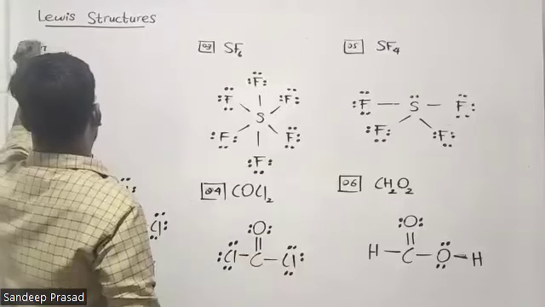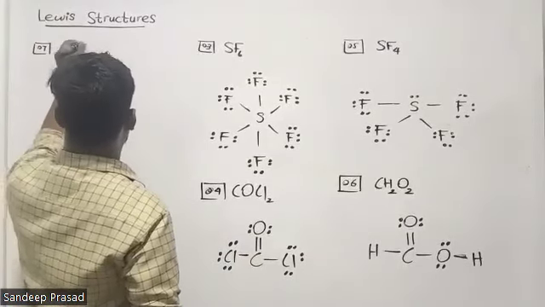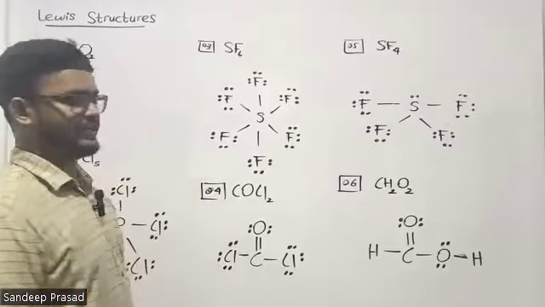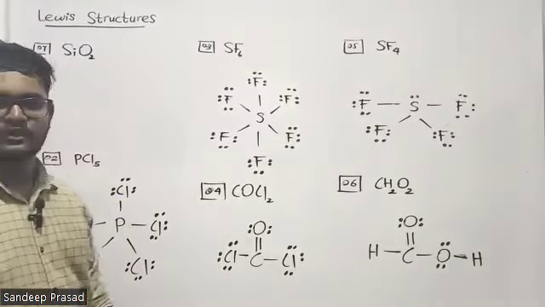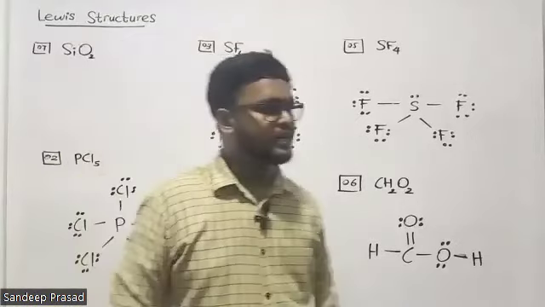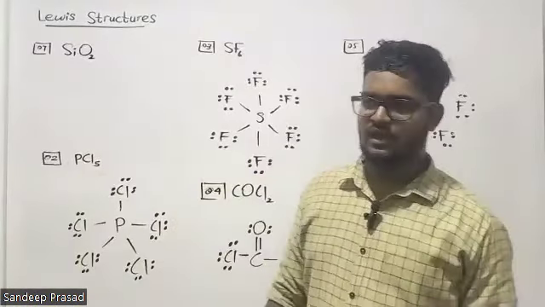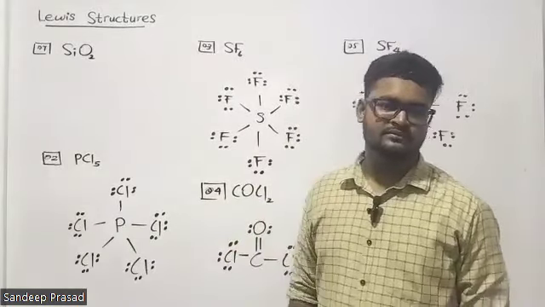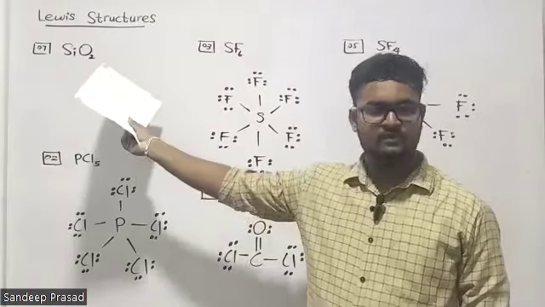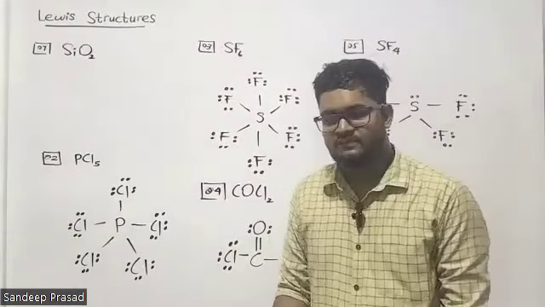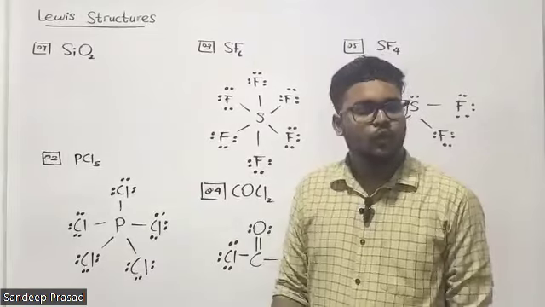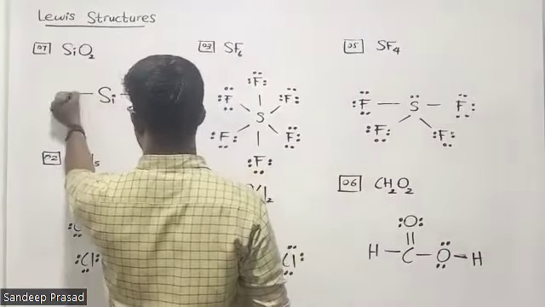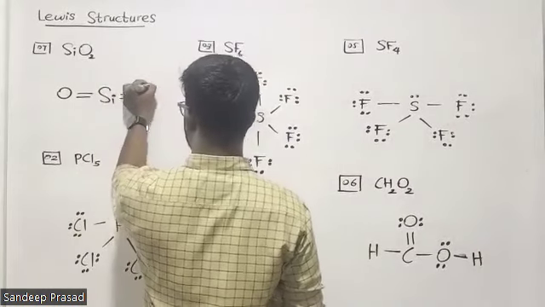Number 7, silicon dioxide. Students, when I look at the silicon dioxide molecule, the carbon dioxide molecule comes to my mind. Why? We know that under group number 14, we have carbon, silicon, germanium, tin, lead. So these are same group elements, carbon and silicon. So what are the valence shell electrons of silicon? 4. Then we can just connect the oxygen atoms through double bonds in this way.